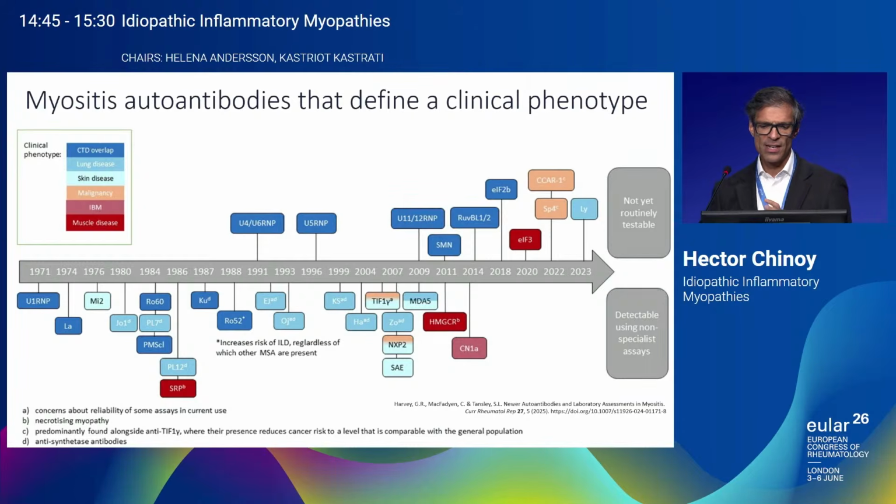I think probably the latest, which is now commercially available, which is really useful, is HMGCR, which really has transformed our understanding of IMM, thanks to Lisa Christopher-Stine and Andrew Mammen. On the top right, you'll see CCAR1 and SP4, and these are antibodies that coexist with TIF1 gamma and appear to confer a protective element for malignancy in the setting of TIF1 gamma.